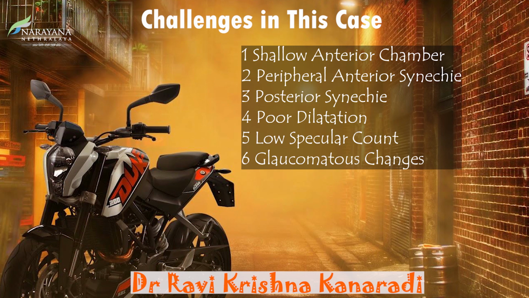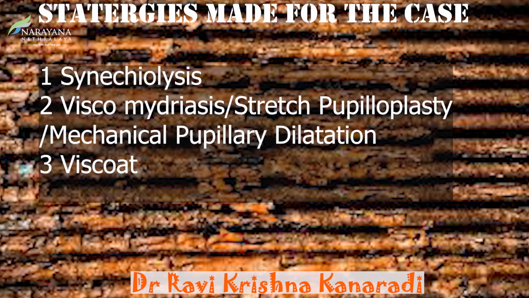There is a posterior synechiae, which resulted in poor dilatation, low specular count, glaucomatous optic disc changes. Here I plan to do synecholysis for posterior synechiae. After releasing the synechiae, for non-dilating pupils, first I will be using a visco to do viscomydriasis. If that doesn't work, then stretch pupilloplasty, and finally if both of them don't work, then I'll go with mechanical pupillary dilatation using iris hooks. For low specular count, I'll be using dispersive OVD.